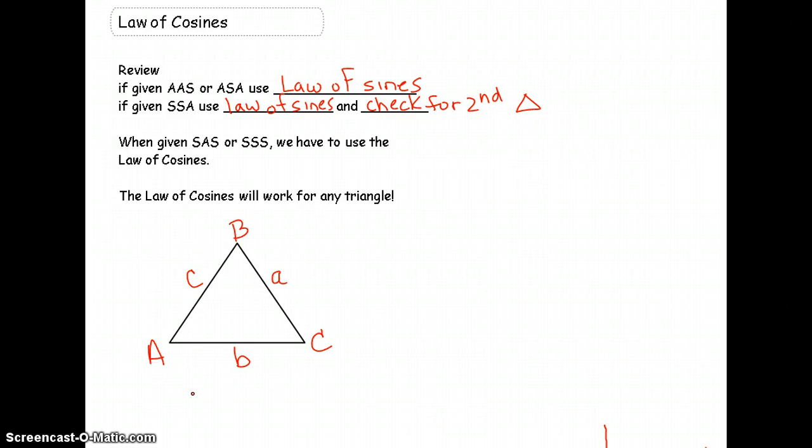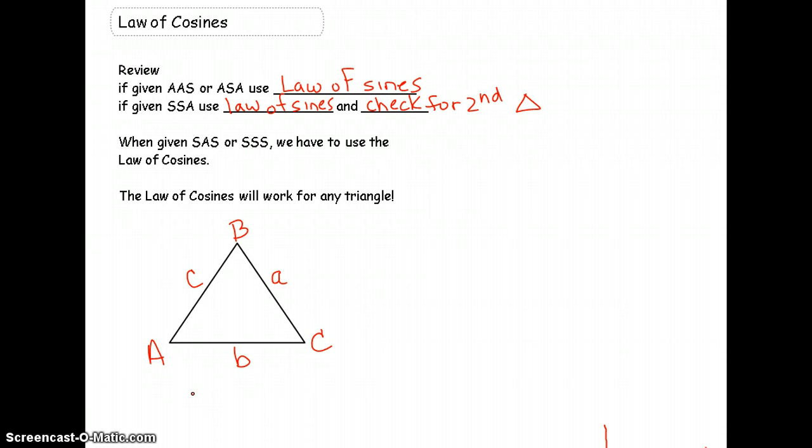Today we're going to learn the law of cosines. Just to review what we learned the other day, if we're given angle, angle, side, or angle, side, angle, we're going to use the law of sines. Then we learned about that special case where if we have side, side, angle, we still are going to use the law of sines, but we have to check for that second triangle.